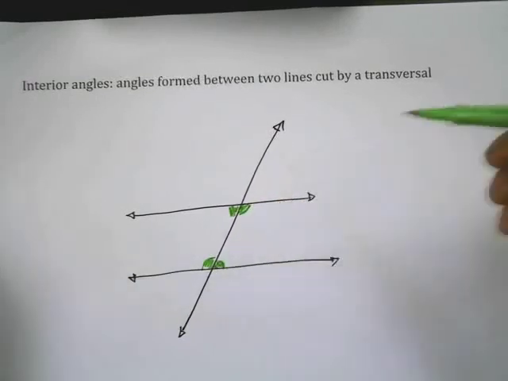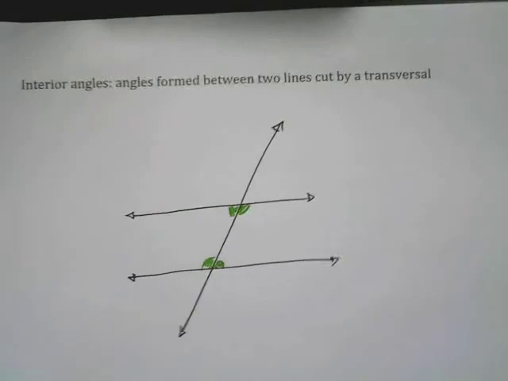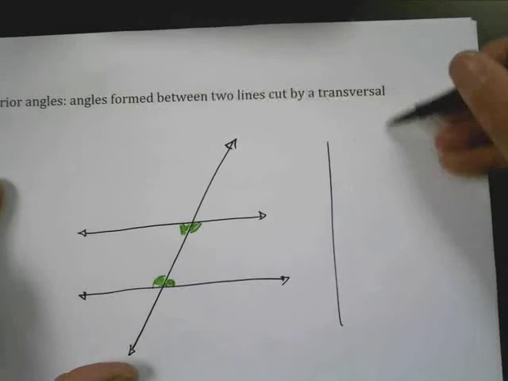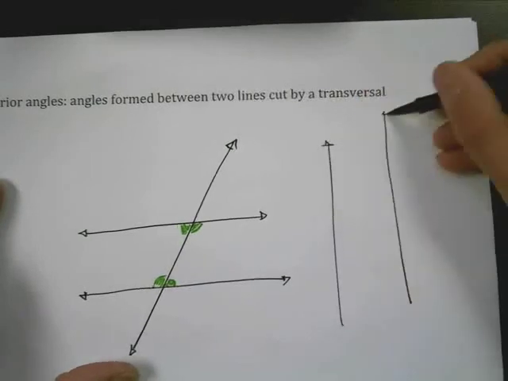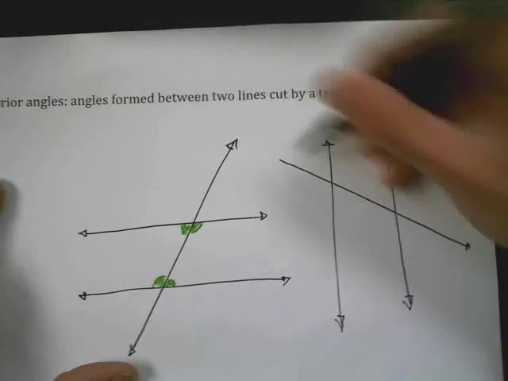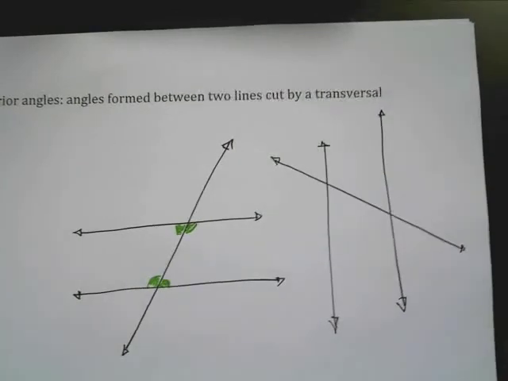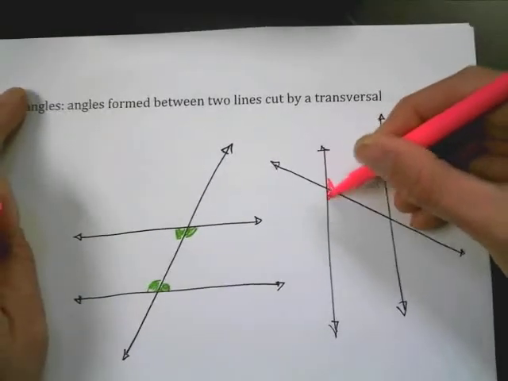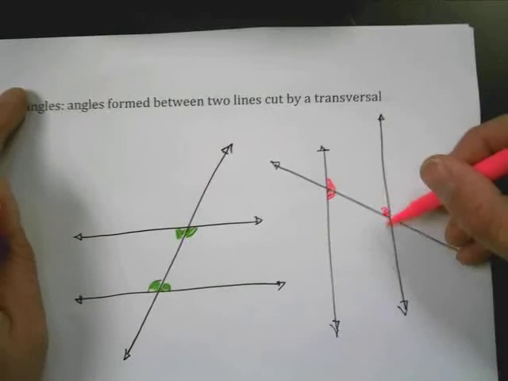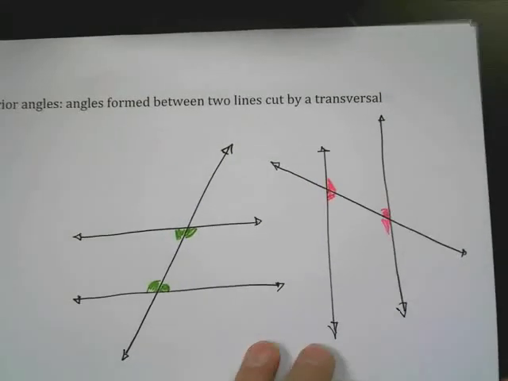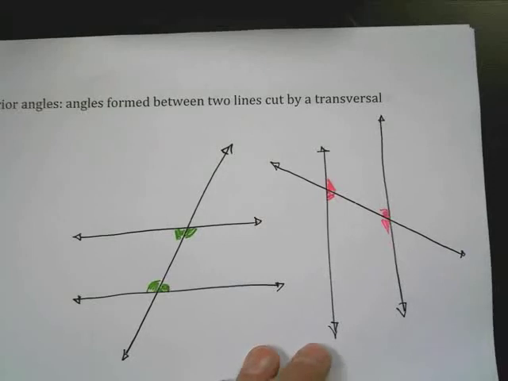These actually don't have special properties, because if you did over here have a couple more lines cut by a transversal, these wouldn't be the exact same. But between the two lines, this angle, this angle, this angle, and this angle are all called interior angles. Okay? So if you need to pause it and write that definition down, do it.